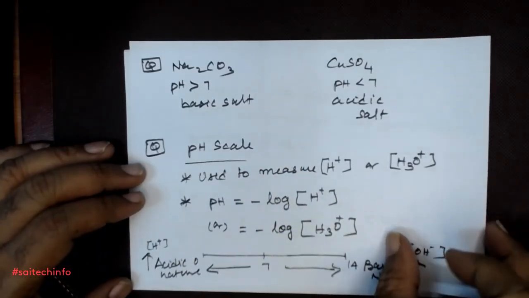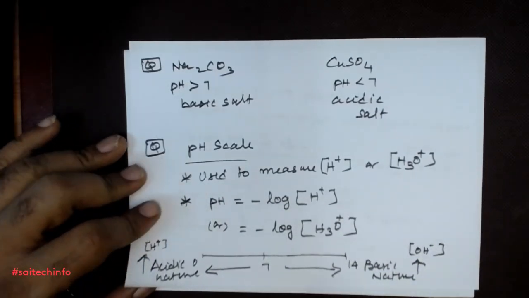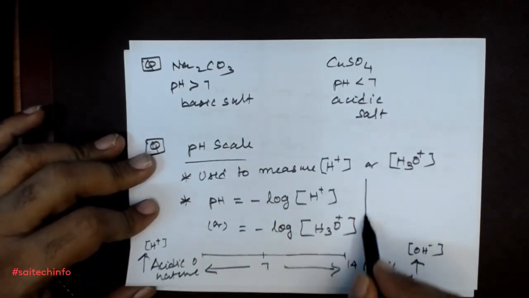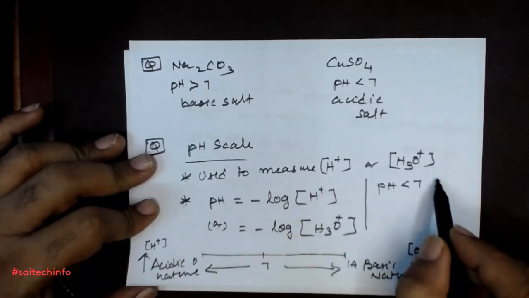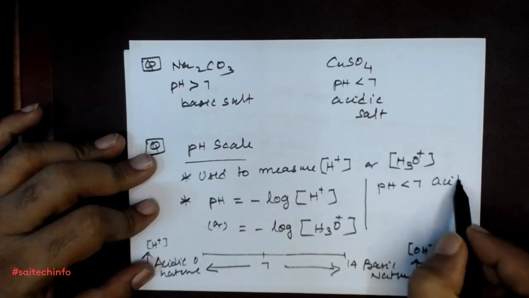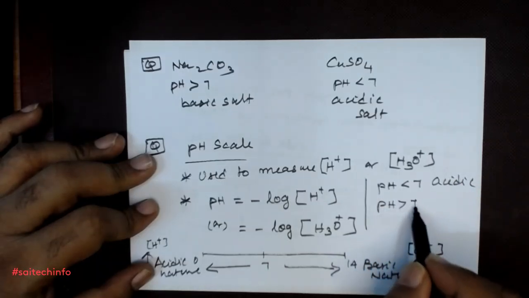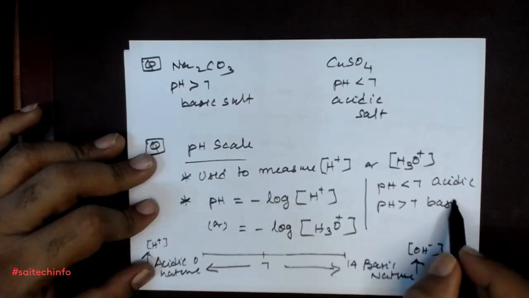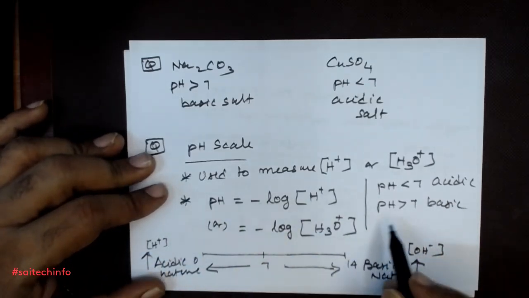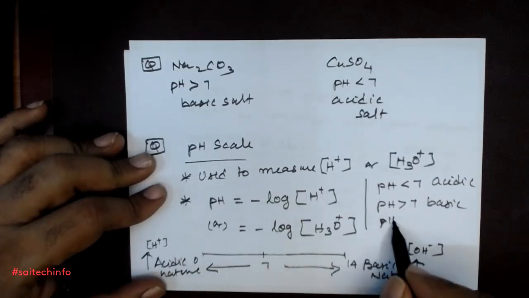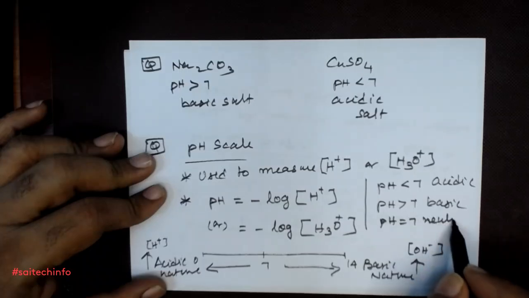If the pH is less than 7, it is acidic solution. If the pH is greater than 7, it is basic. If the pH is equal to 7, it is neutral.